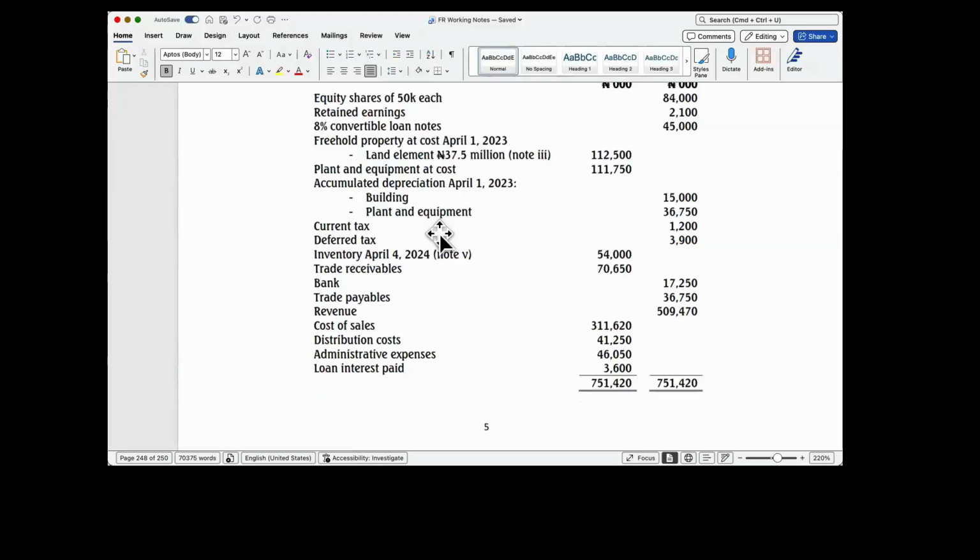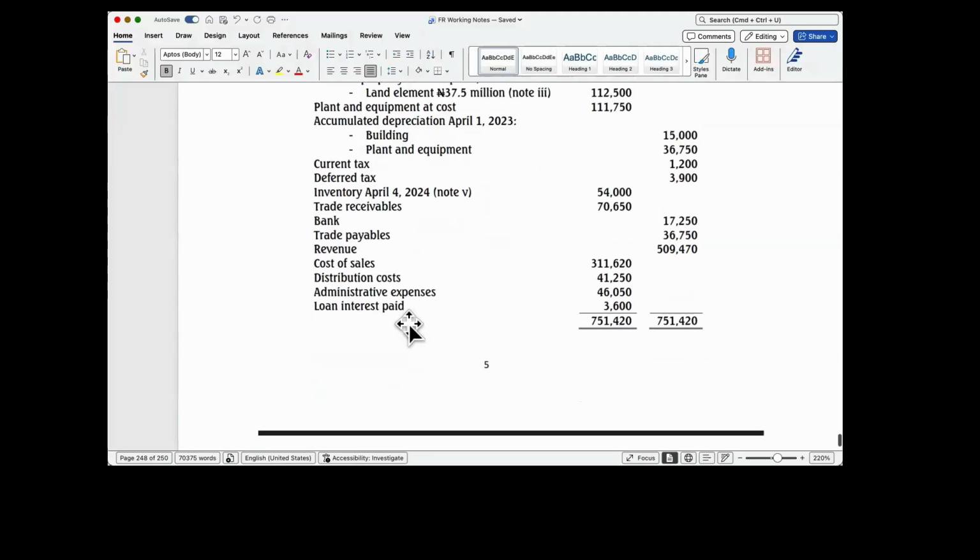Then there is receivables and all that. Then there are other items.